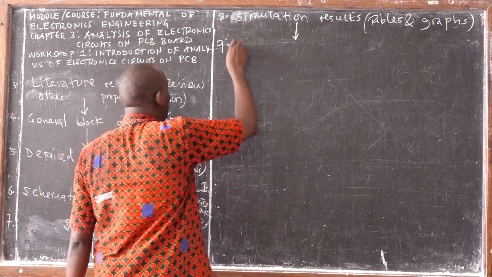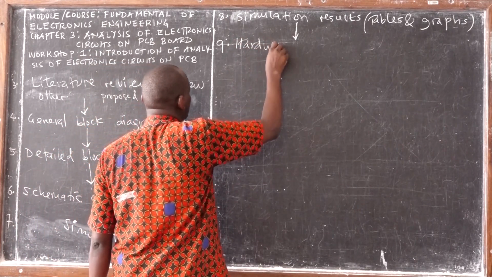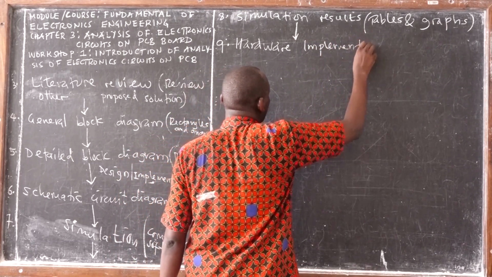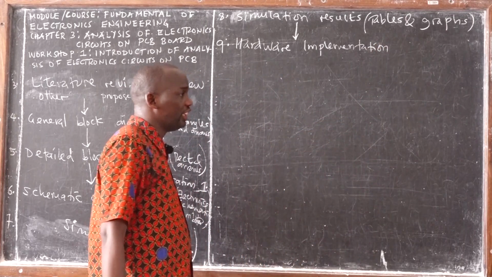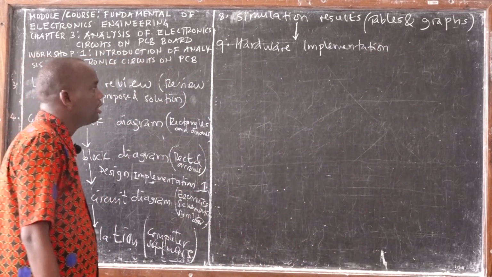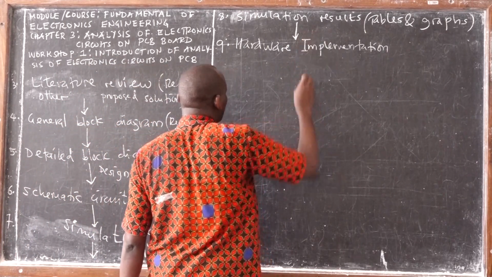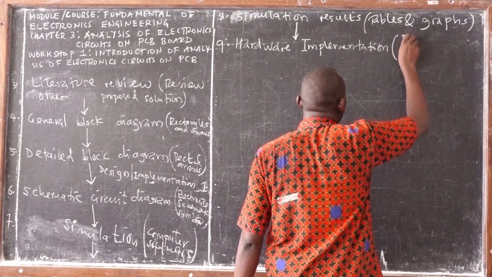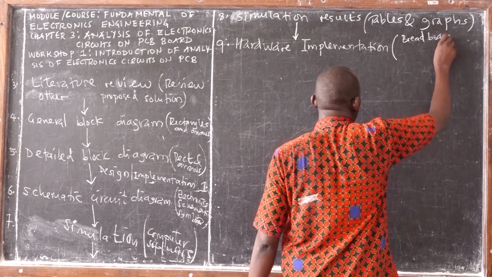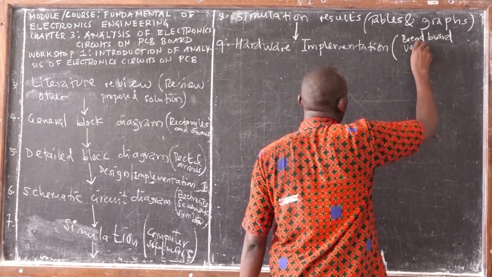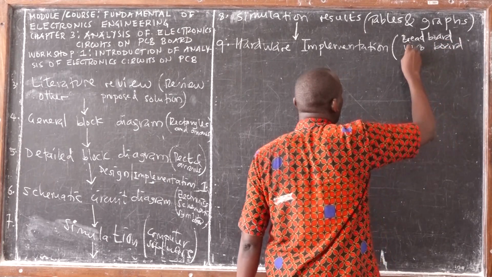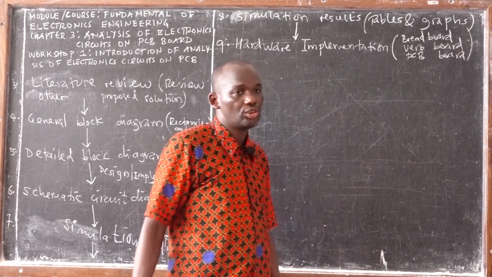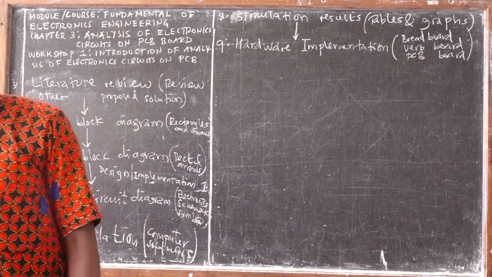Then the next step, we go for the hardware. Say hardware implementation. So in hardware implementation, you may implement your circuit on the breadboard. These are the implementing boards. You may implement your circuit on the Vero board. You may implement your circuit on the PCB board. Those we call hardware implementation environments.